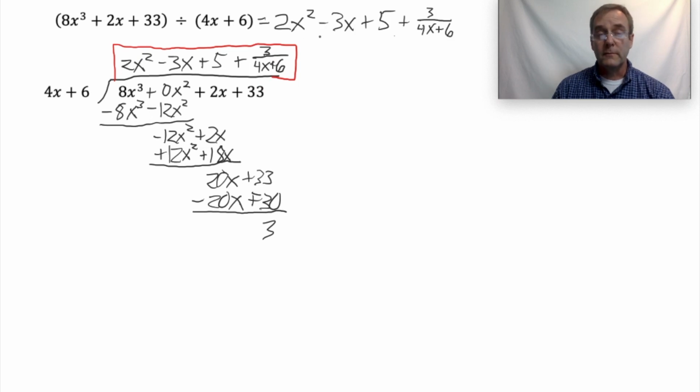It's the quotient, the result of our division, and the answer to the question, if 4x plus 6 times something would get me to 8x cubed plus 2x plus 33, that something would be 2x squared minus 3x plus 5 with a remainder of 3 over 4x plus 6. That was a lot of stuff.